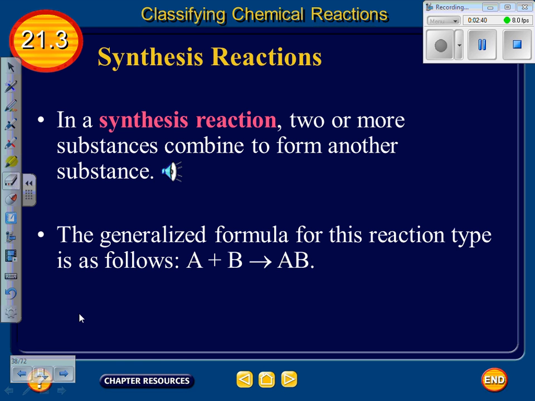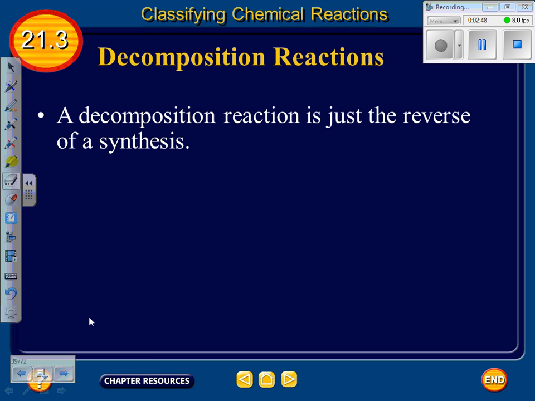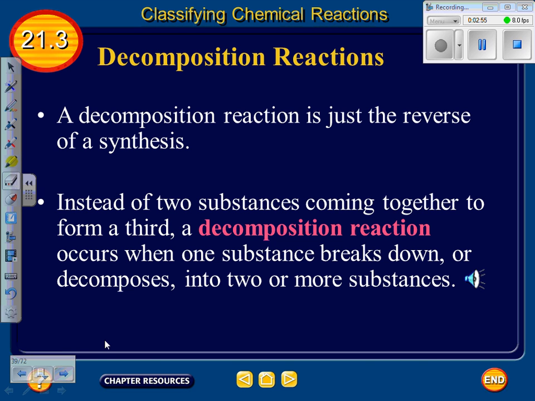The generalized formula for this type of reaction is as follows: A plus B yields or produces AB. A decomposition reaction is just the reverse of a synthesis. In a synthesis, we have 2 substances coming together to form a third. A decomposition reaction occurs when one substance breaks down or decomposes into 2 or more substances.